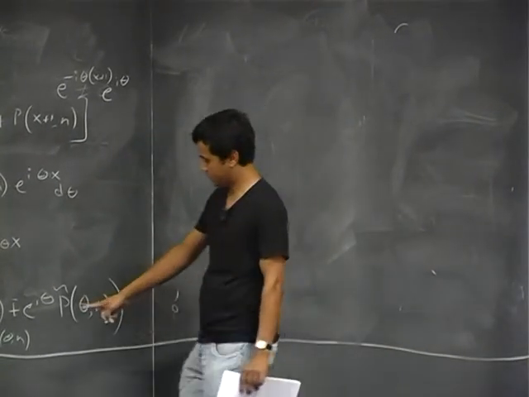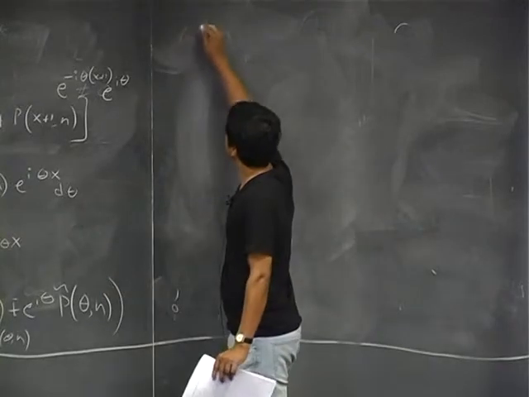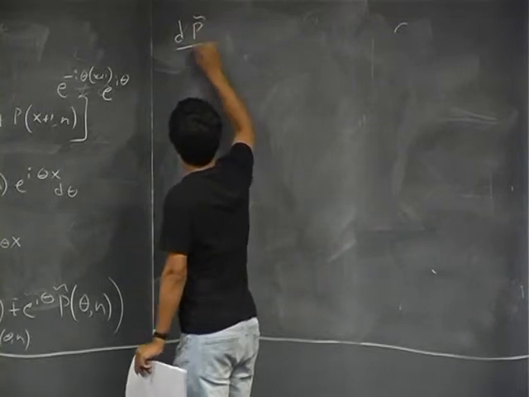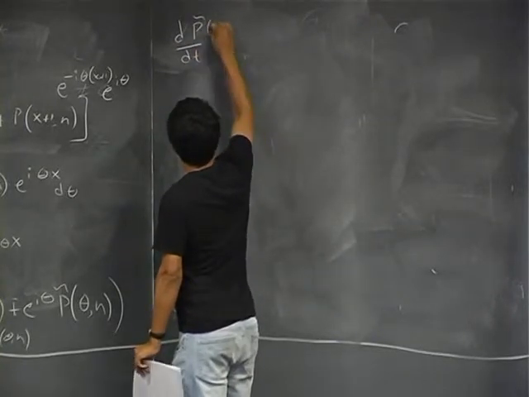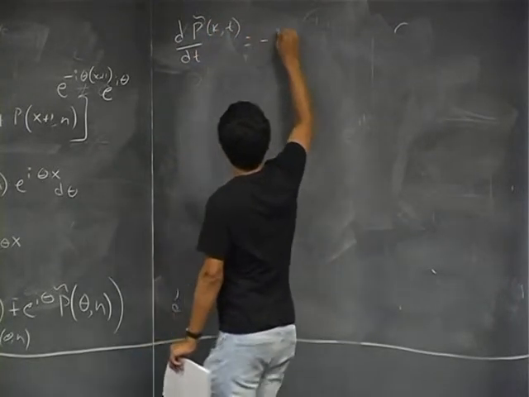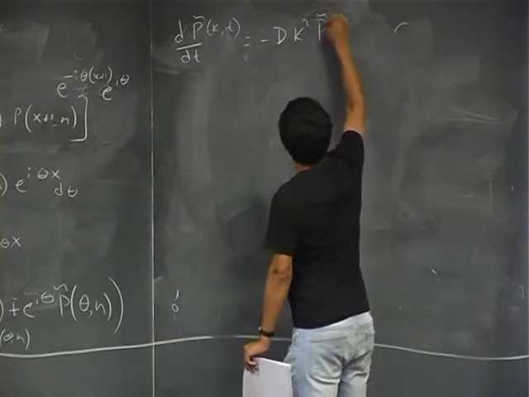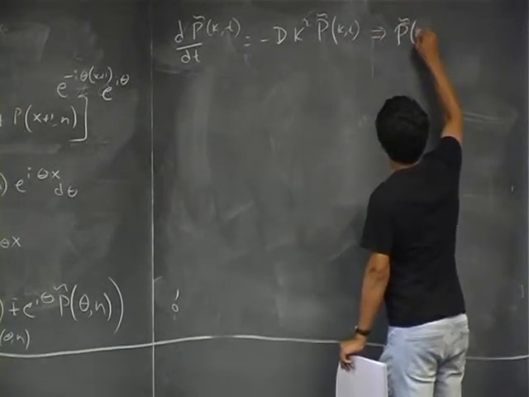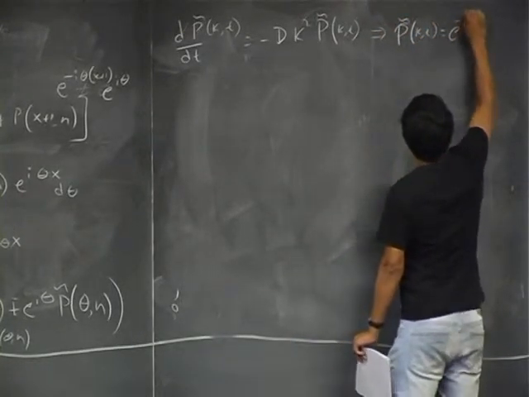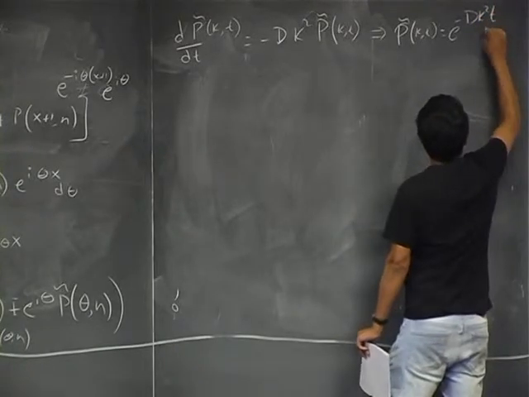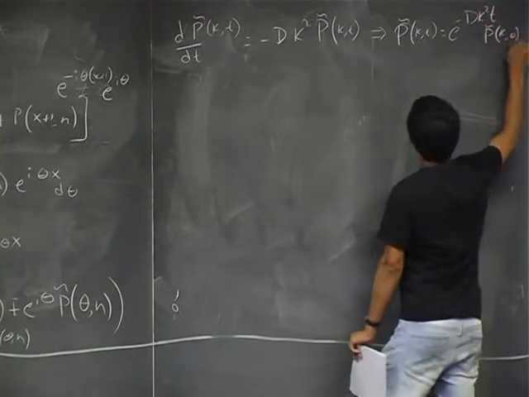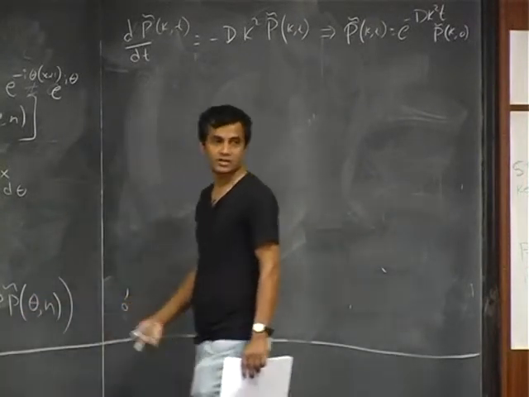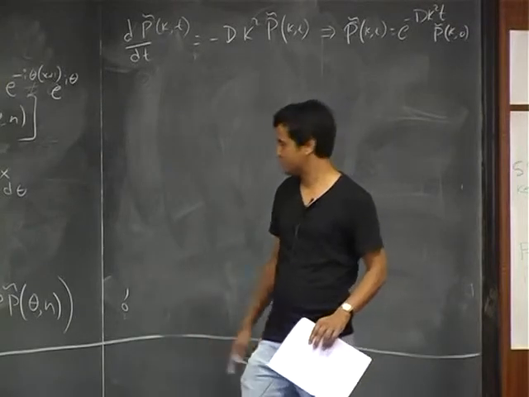Okay, so in the continuum case we had got something like dp tilde by dt, and we said that the solution is p tilde k t. Okay, so in the discrete case, once you have this equation, what is the solution? So we want a solution in time, right? So what is the solution of this?